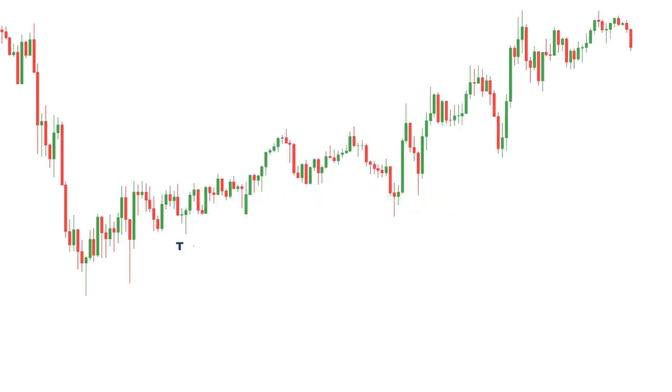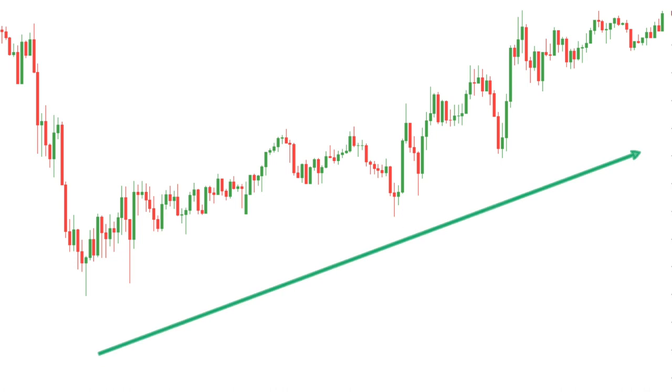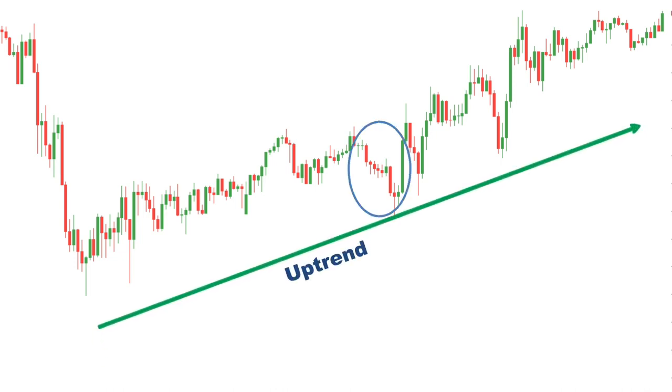The next point to identify a valid pullback is the time frame. The time frame of the pullback should be shorter than the time frame of the trend. For example, if the trend is a long-term uptrend, the pullback should occur over a shorter time frame, such as a few days or weeks.